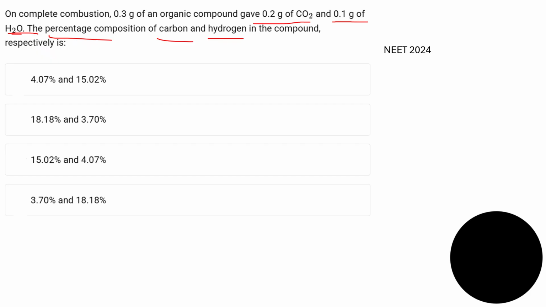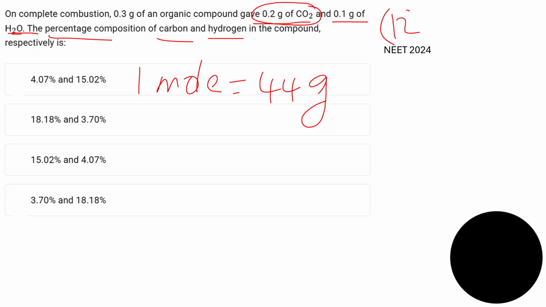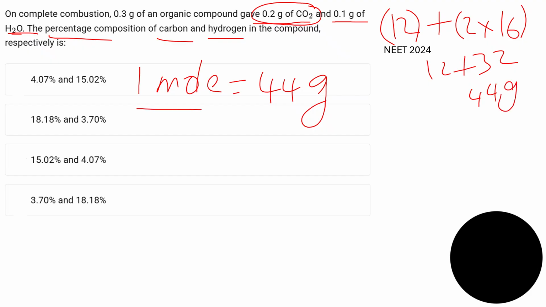For carbon dioxide, 1 mole contains 44 gram, because carbon is 12 gram and oxygen is 16 gram. There are 2 oxygen, so 2 into 16 is 32, plus 12, which gives 44. Just like that, 1 mole of carbon dioxide contains 44 grams. In 44 gram there is 12 of carbon, and the remaining 32 is oxygen.